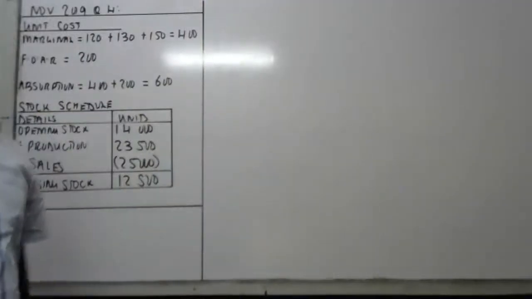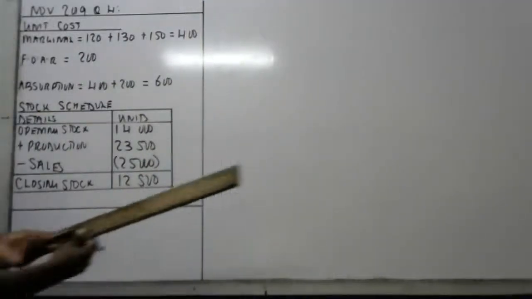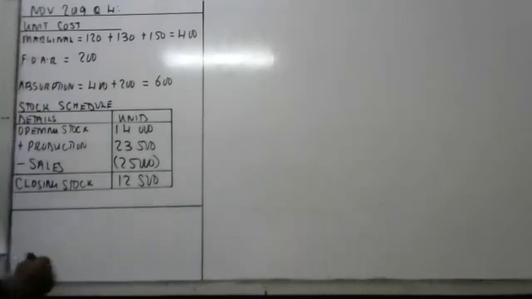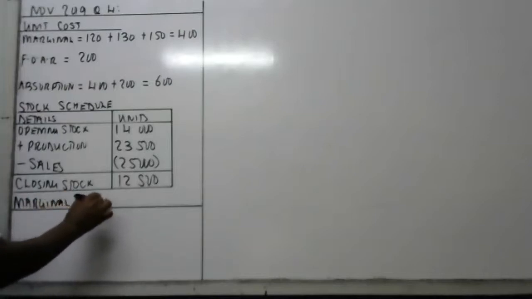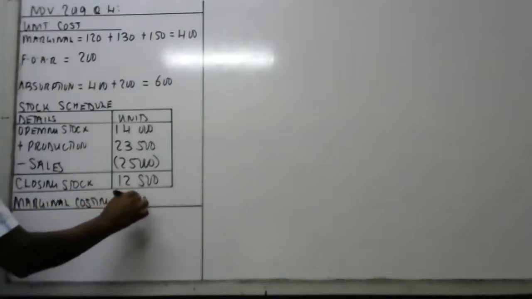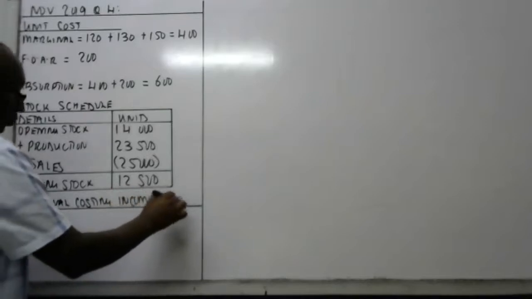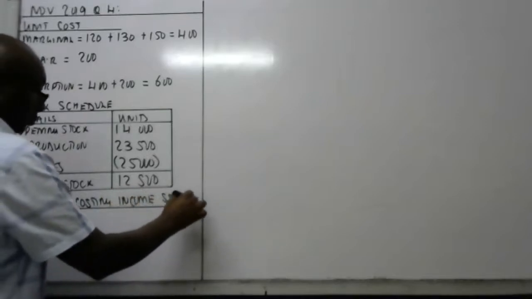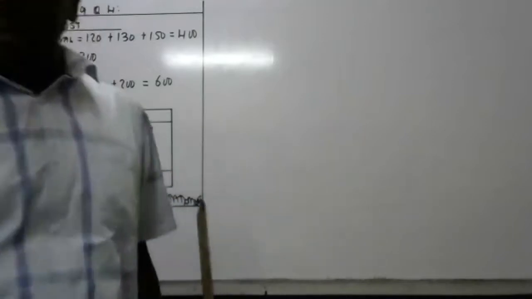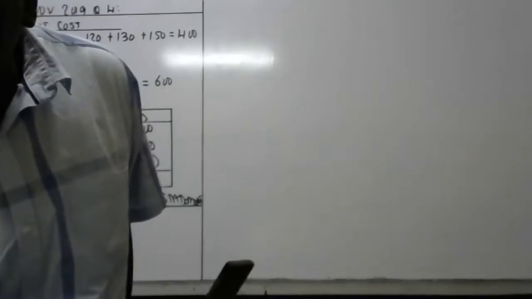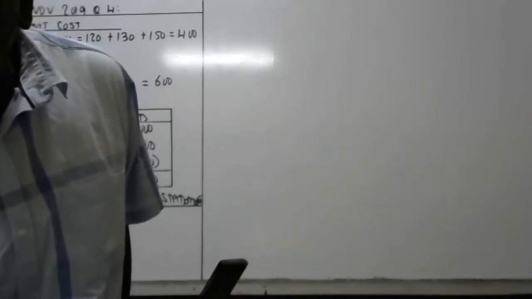Okay, so I seek to proceed in the absence of confirmation or contestation. So let's start with marginal costing, income statement. Alfred is saying 1,500, Opio is saying 12,500.